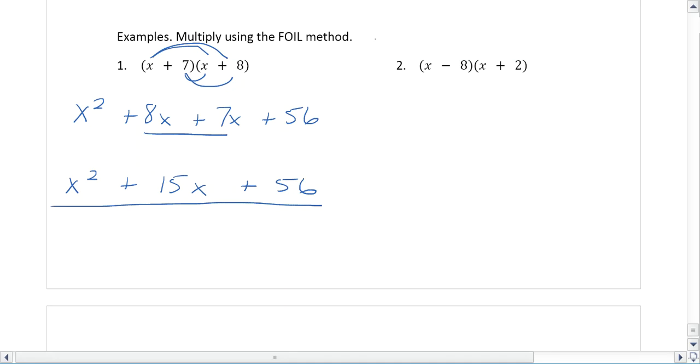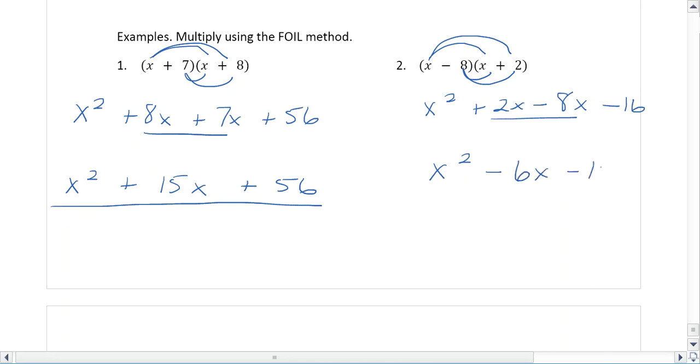We're done. And then sometimes we have to watch our negative signs, like in example 2. First times first is x squared. Outer product is 2x. Inner product, notice the negative sign, is negative 8x. Last times last is negative 16. Once again, we can combine our outer and inner product, and we get negative 6x minus 16. This trinomial is our final answer.